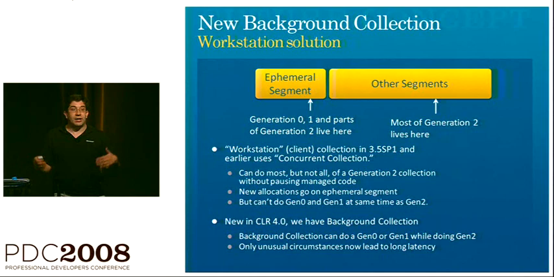New in the CLR version 4, we have an algorithm called background collection. And the key thing there is that we can do these Gen 0 and Gen 1 collections even while we're doing a Gen 2 collection. So if you fill up your ephemeral segment, we'll collect it. There's a tiny pause while that Gen 0 or Gen 1 happens, and then we keep going. And you see far fewer of those long pauses. They're only going to happen in exceptional circumstances now.